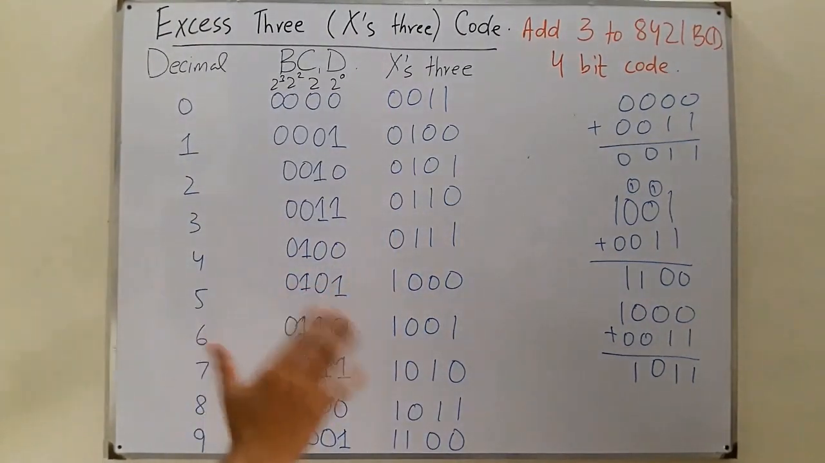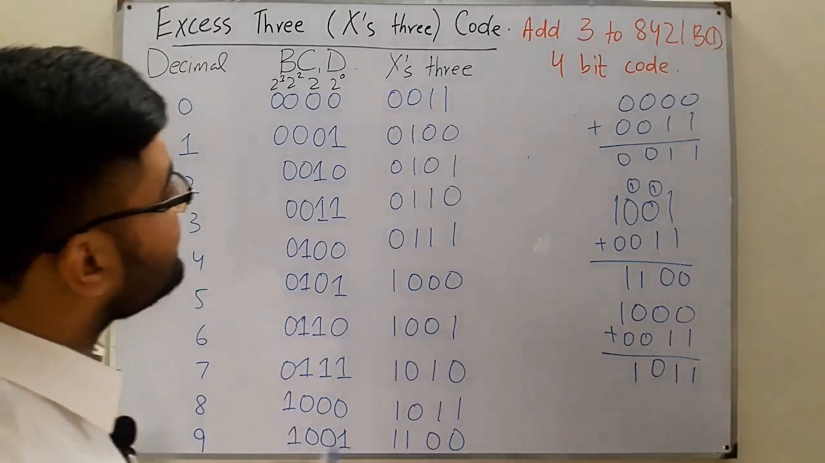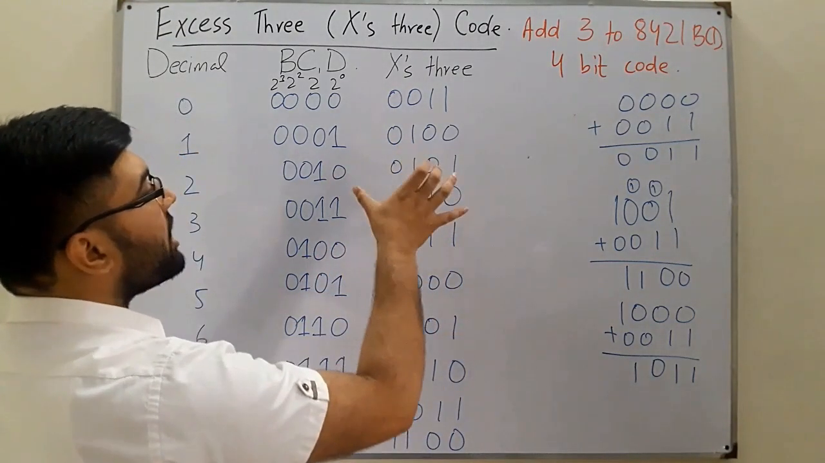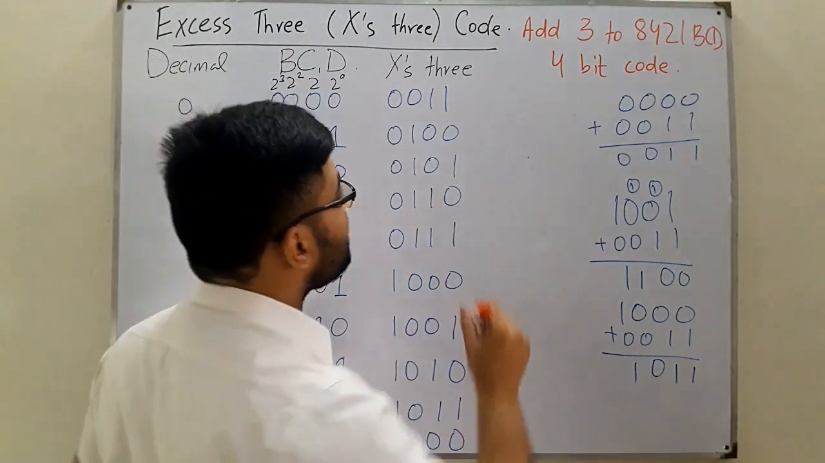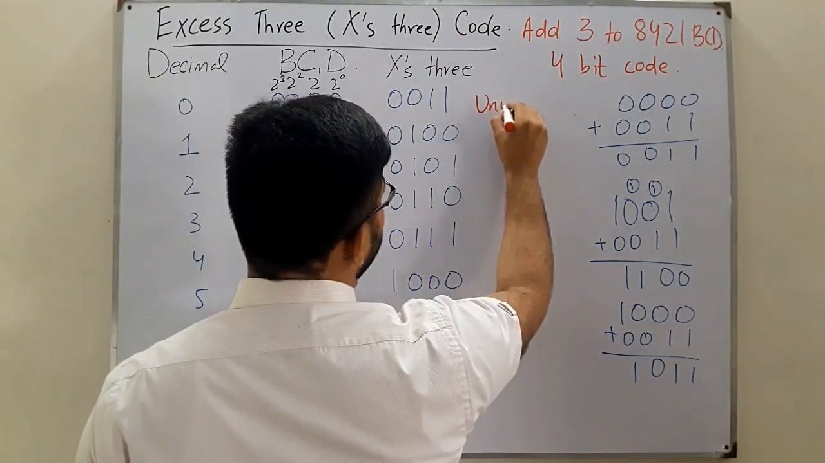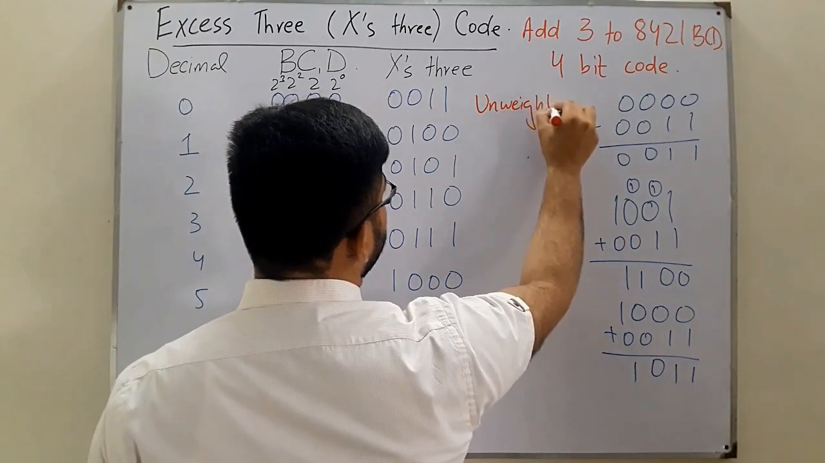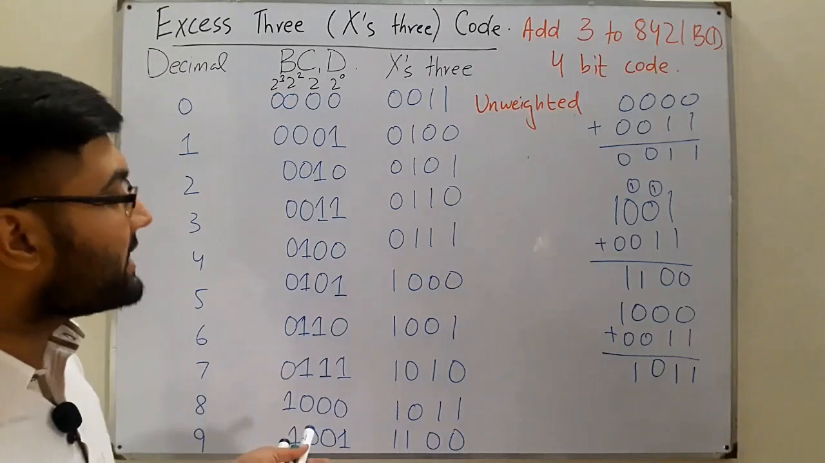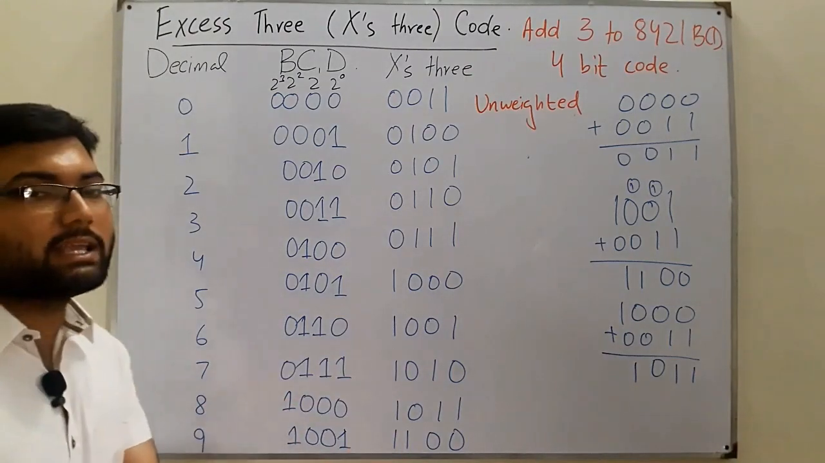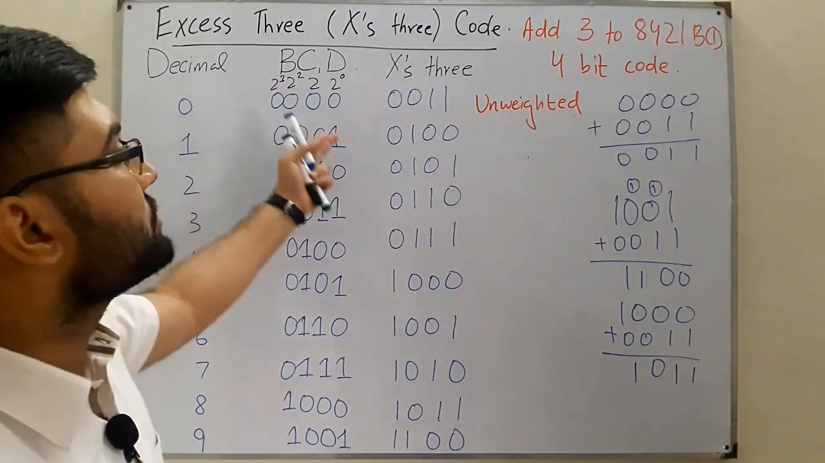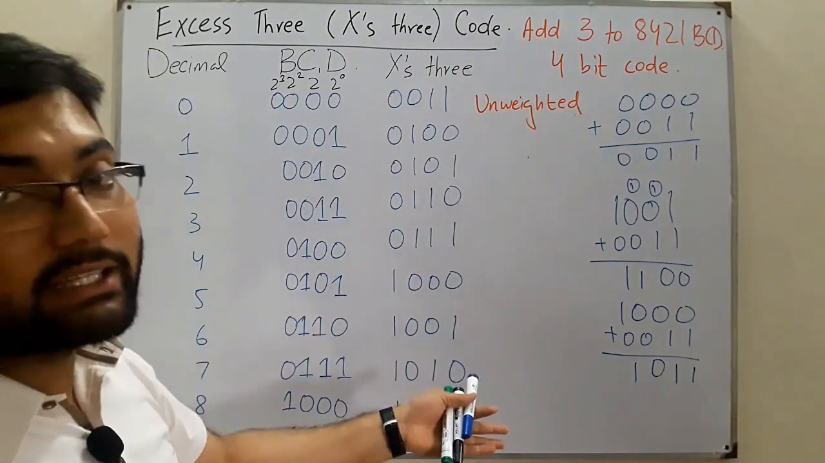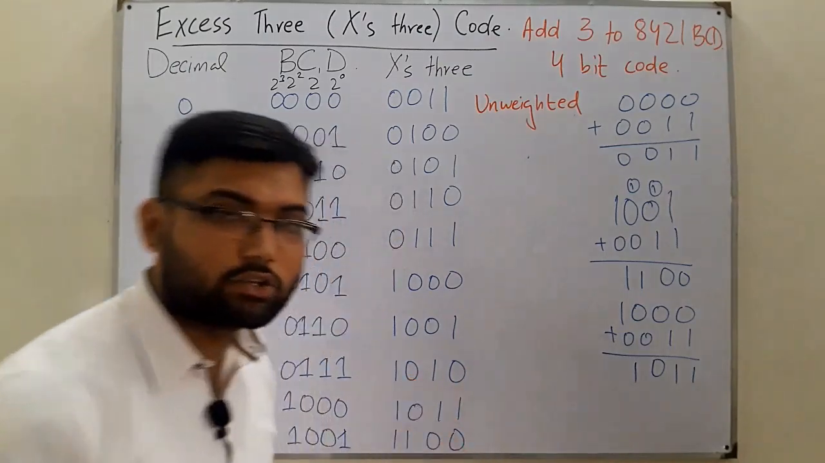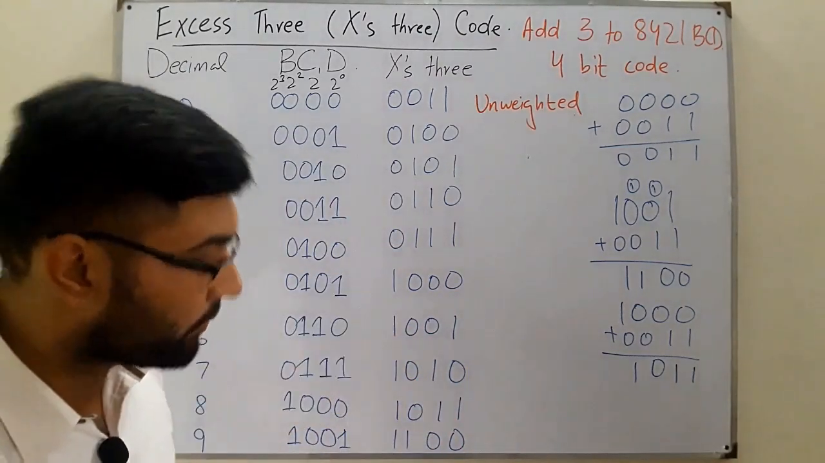Okay, now another important property. We said that Excess-3. Now, first you see this Excess-3 code is an unweighted code, okay? This is an unweighted code. Each digit does not have its own particular weight, all right? It's not according to any particular formula, the 8421, the 2421, any other codes. This does not follow a certain rule, okay? So this is an unweighted code.